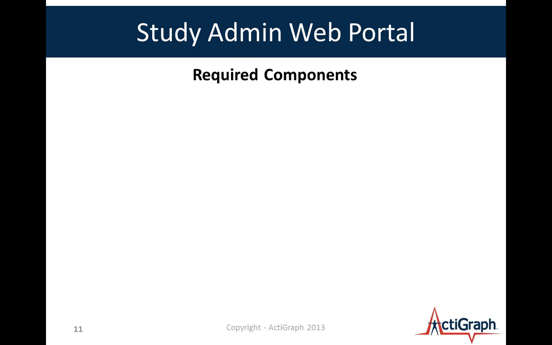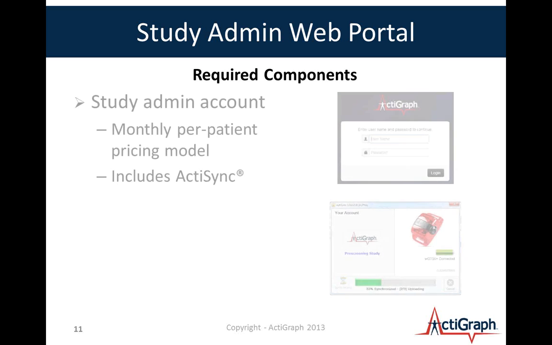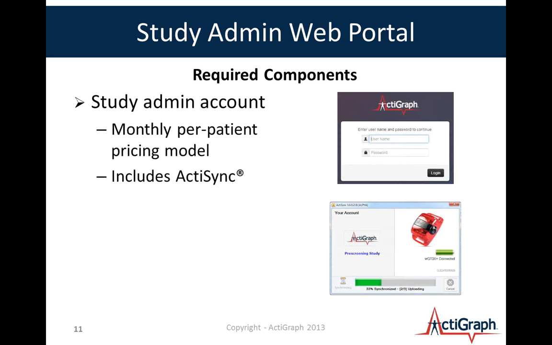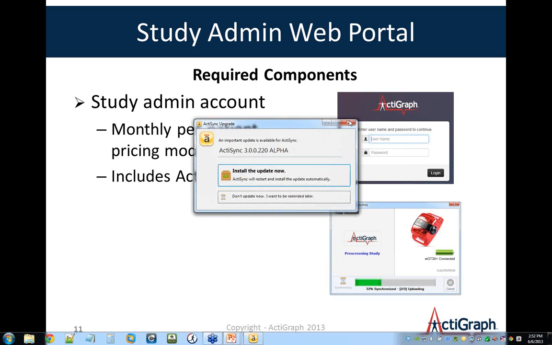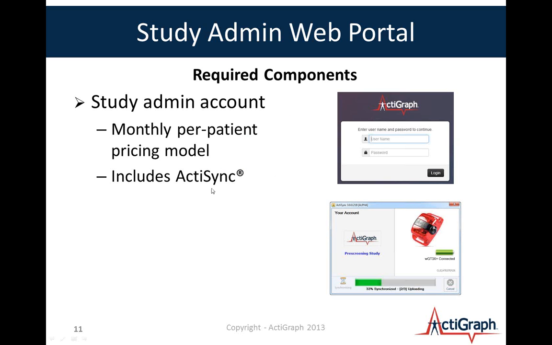So what are the required components of the study admin portal? In the past, if we were talking about ActiLife, I would have a list of things, but it's really pretty basic. You need an account with us, and this is an account that I can set up from ActiGraph and deploy to you pretty quickly. The cost for that is a monthly per patient pricing model. And if you're interested in pricing, we had a few ask about it in the earlier session, I would encourage you to send us an email to sales@actigraphcorp.com, and we can get you a quote. Because it is a per patient model, it varies for everybody.